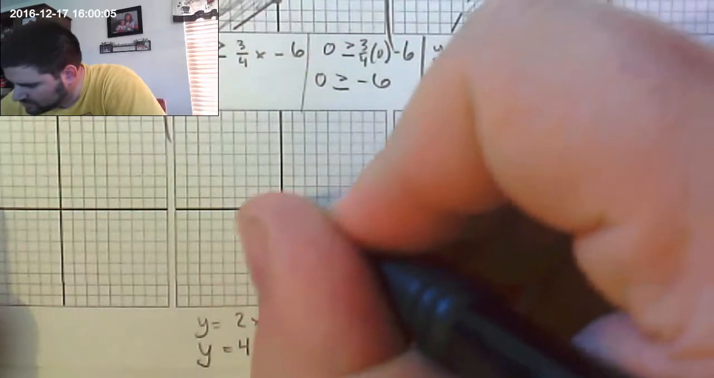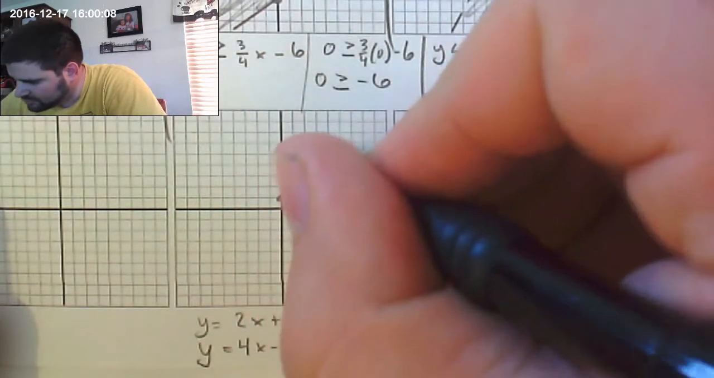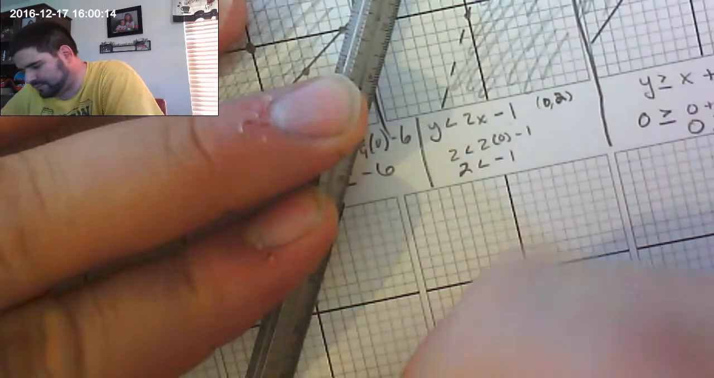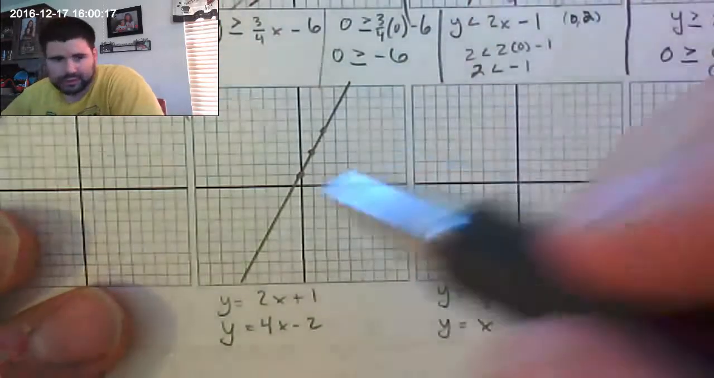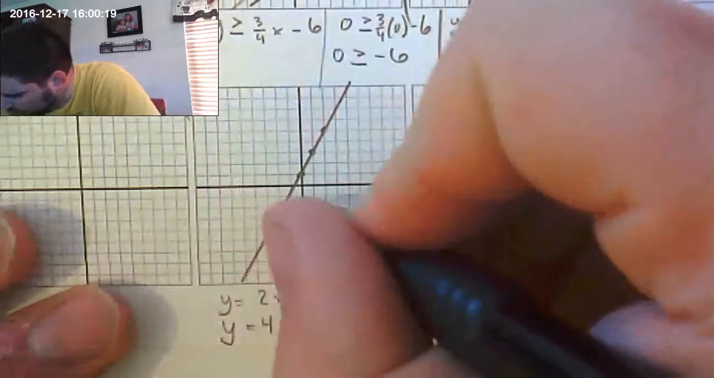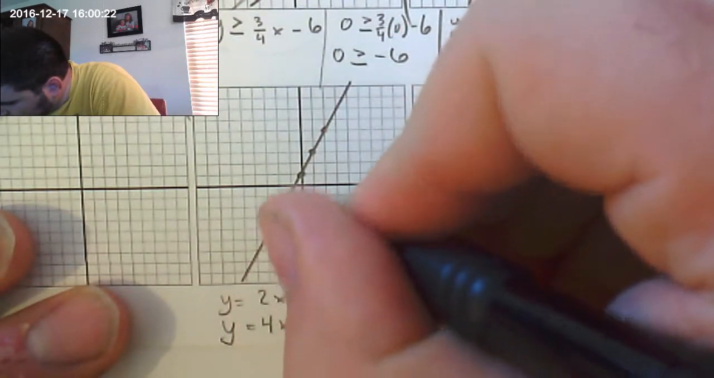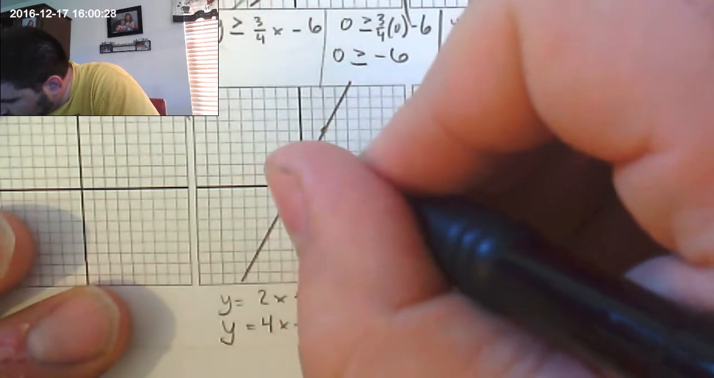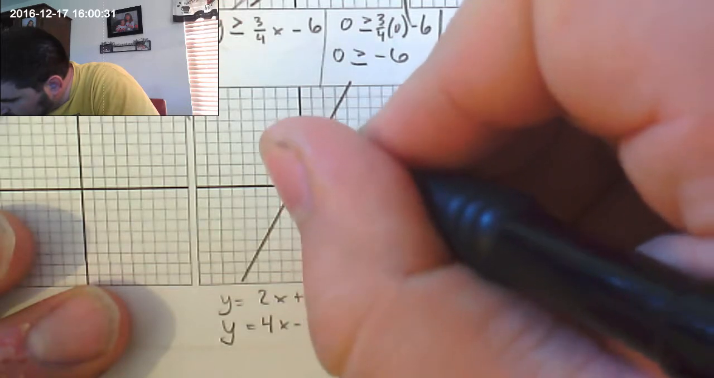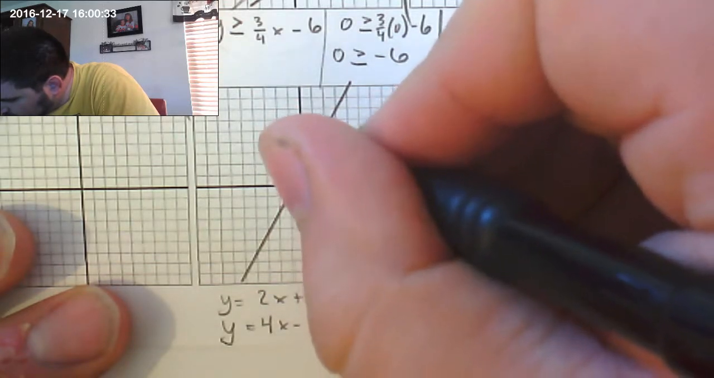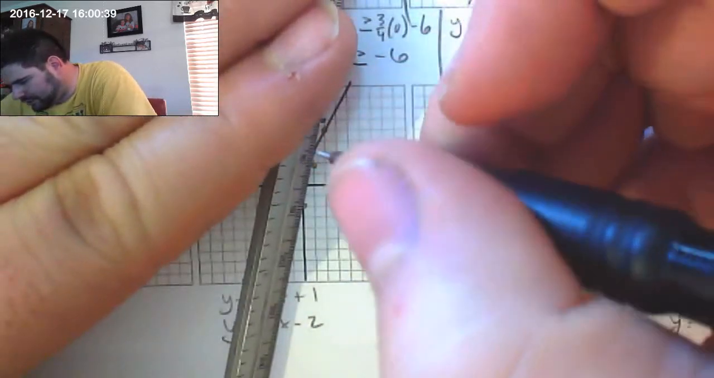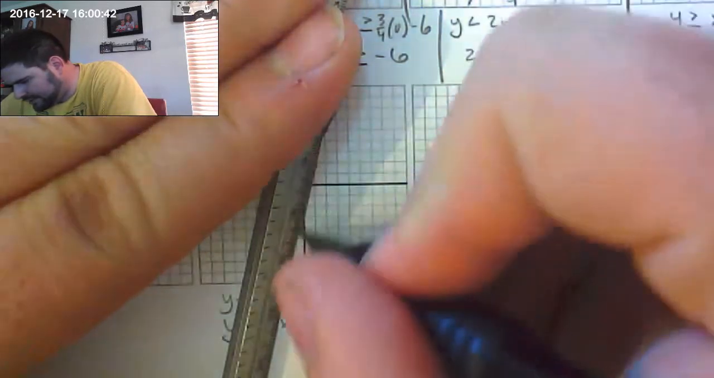So this one's 2x plus, this one's plus 1, and this was up 2 over 1, up 2 over 1. There's my first guy right there. Okay. Next one is negative 2 and up 4. Negative 2, 1, 2, 3, 4 over 1. Alright, so it looks like they're going to cross not on a lattice point. Great.